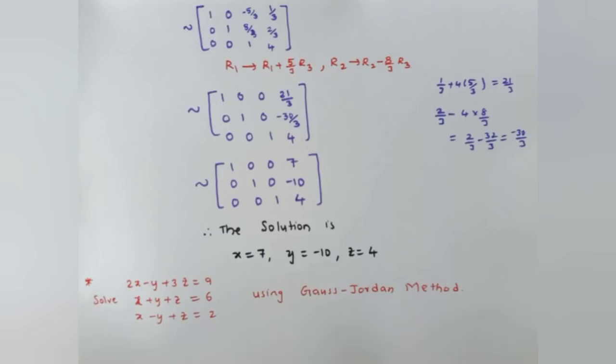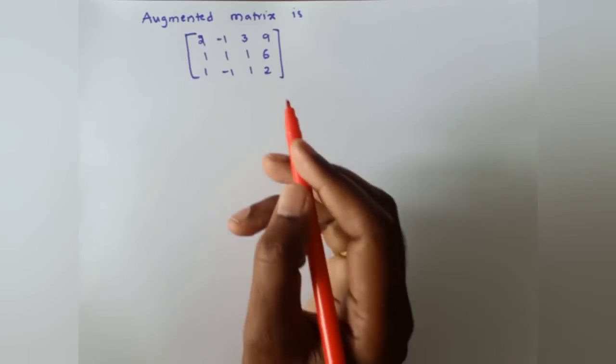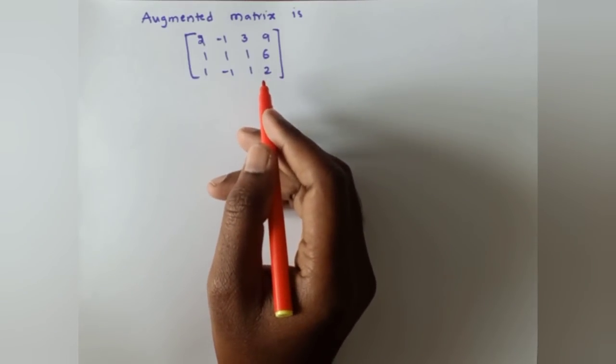So let's see one more problem regarding the Gauss-Jordan method, to get some clarity about the method. See here: 2x minus y plus 3z is 9, x plus y plus z is 6, and x minus y plus z is equal to 2. So by using this given system we can express the augmented matrix as, so this is our augmented matrix from the given system.